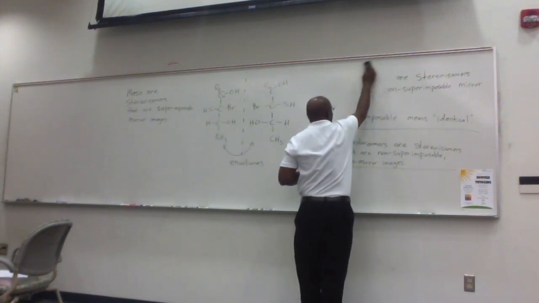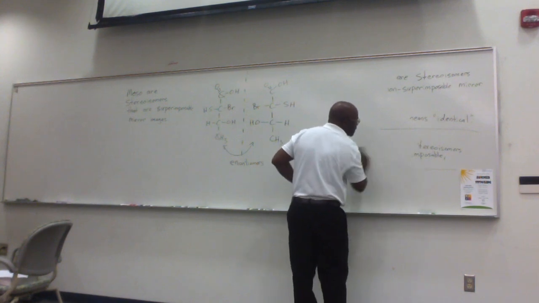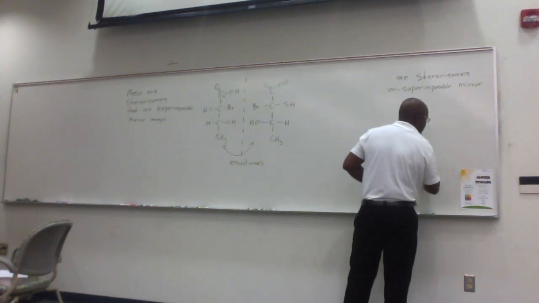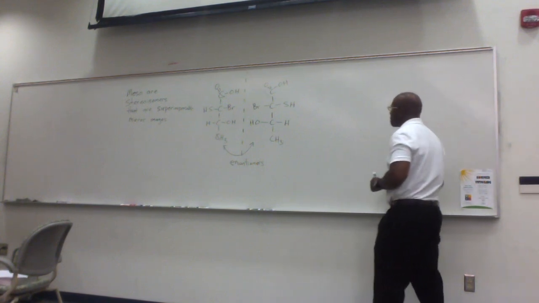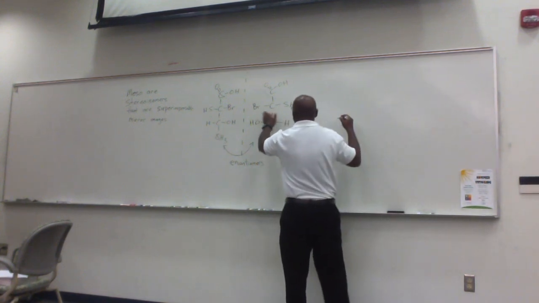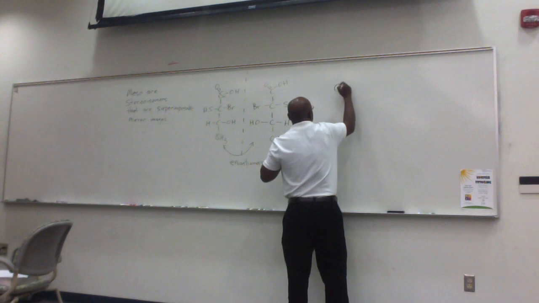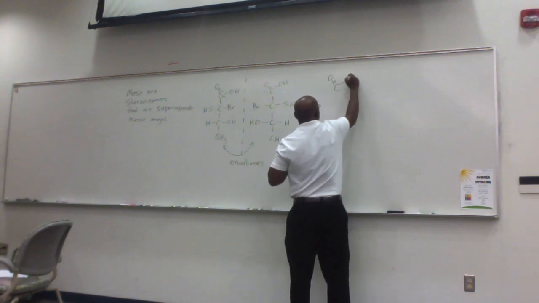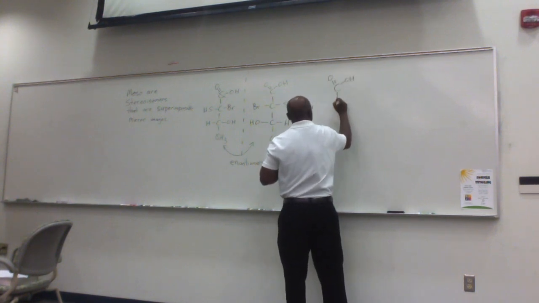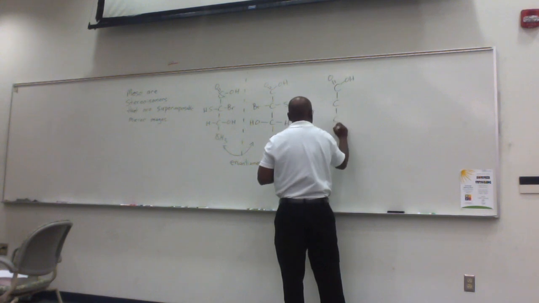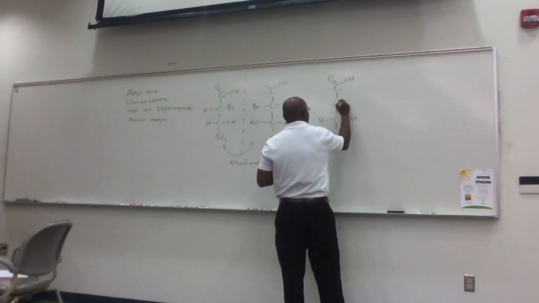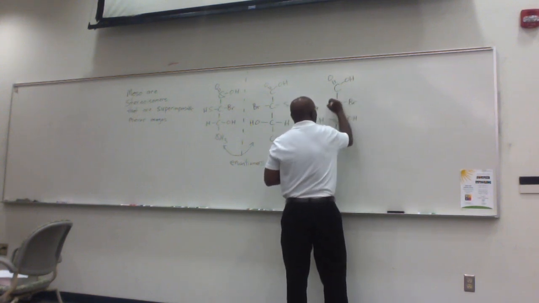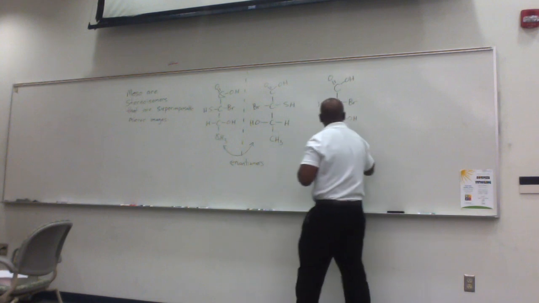For a diastereomer, if you were to draw a diastereomer of this molecule, again I start with my same basic molecule: C double bond O, OH, C, C, CH3, OH, H, Br, SH.